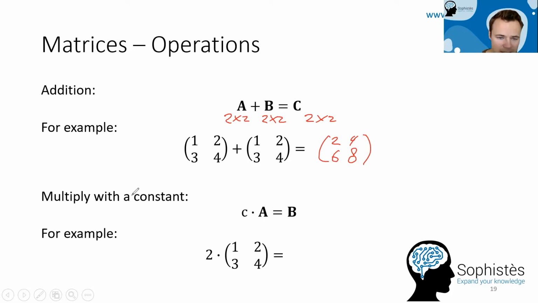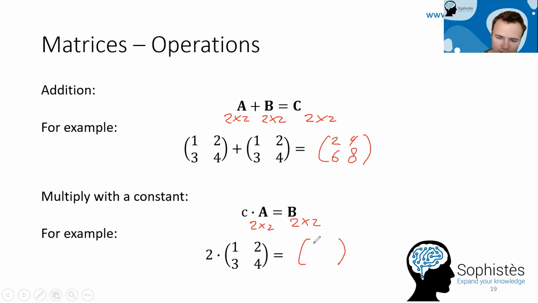Okay. Then how to multiply a matrix with a constant. I think that one is also really intuitive. If A is a 2 by 2, 2 rows, 2 columns, then B will also have 2 rows and 2 columns, okay? And it works exactly how you would predict it, I think.